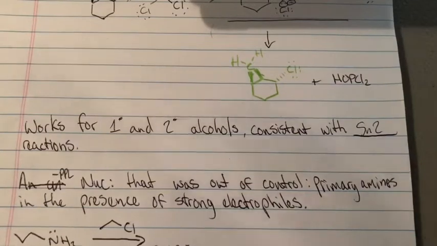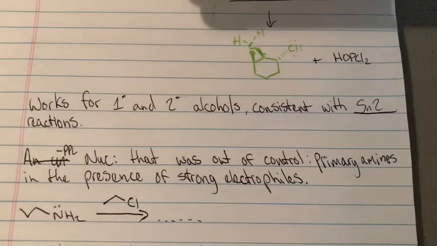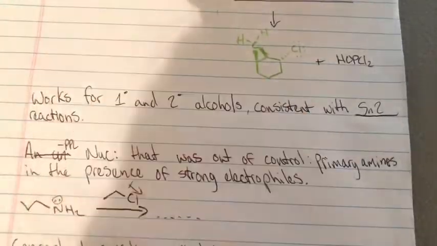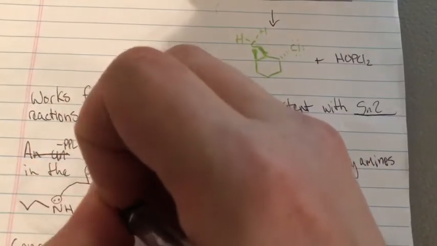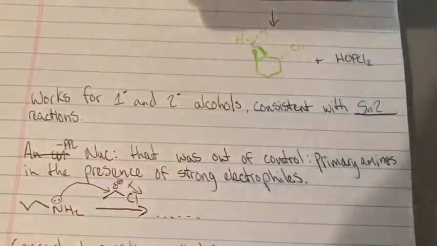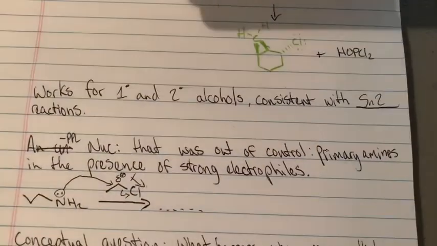All right, so a nucleophile that was out of control. This is referring to primary amines in the presence of strong electrophiles. So in this case, sort of the textbook example for a strong electrophile is ethyl chloride. So remember that this chloro group is pulling electron density away from that carbon. You have an amine that has a lone pair and will coordinate to that partial positive carbon that is electrophilic. Henceforth, you're going to have this happen about 3 times.